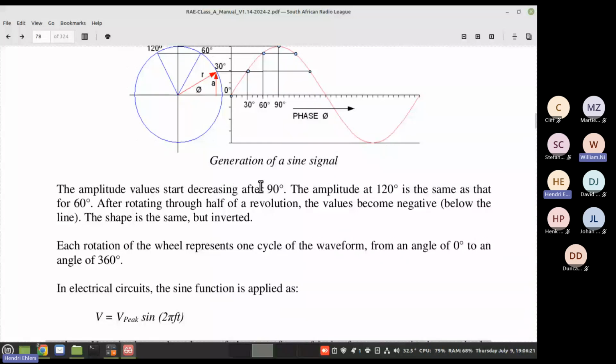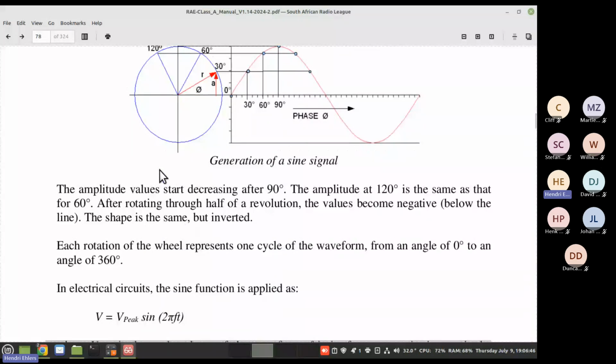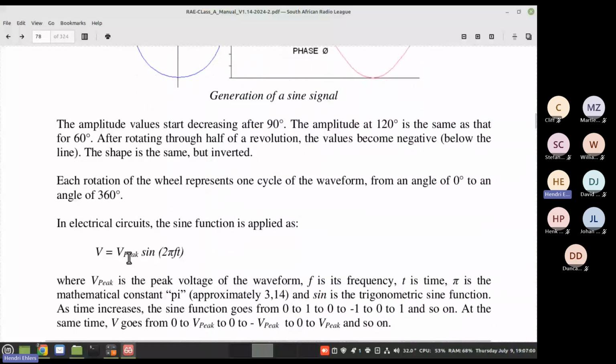Here they say it decreases after 90. That's what I said over there. After 90, it decreases. The amplitude at 120 degrees is the same as it was at 60 degrees. So 120 there and there, and you can see that line runs straight through. And then when it goes negative, the shape is the same, but it is inverted. Each rotation of the wheel represents one cycle of the waveform from an angle of 0 degrees to an angle of 360 degrees.